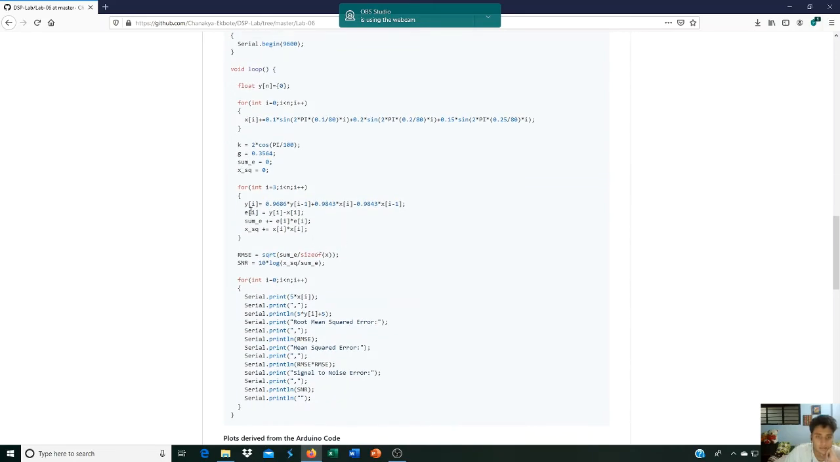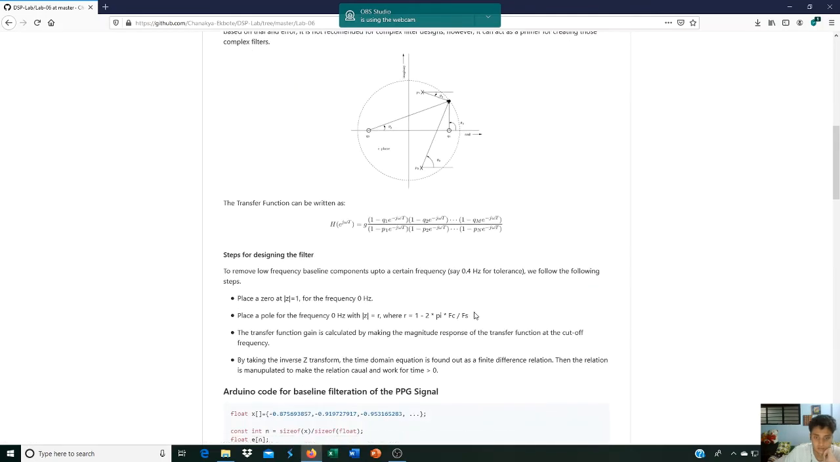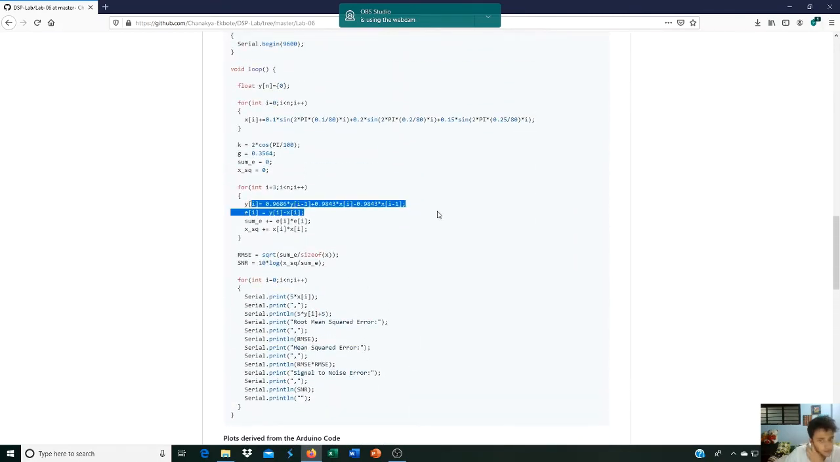Now, this relation is a finite difference relation that we have computed using the poles and zeros that we have placed using this method. Now, once this finite difference is computed, all you have to do is write the finite difference relation and compute it recursively, or even sequentially for that matter, because we have a y of i that's depending on a y of i minus 1, which is depending on an x of i and an x of i minus 1.